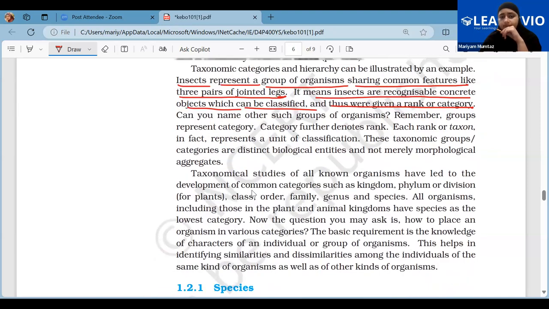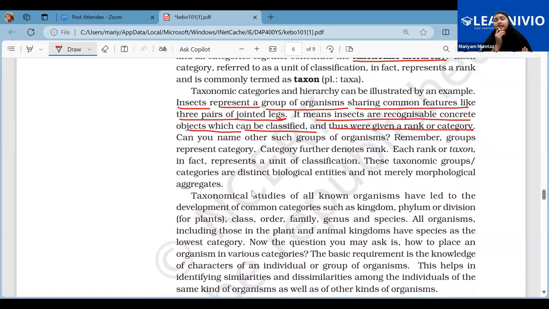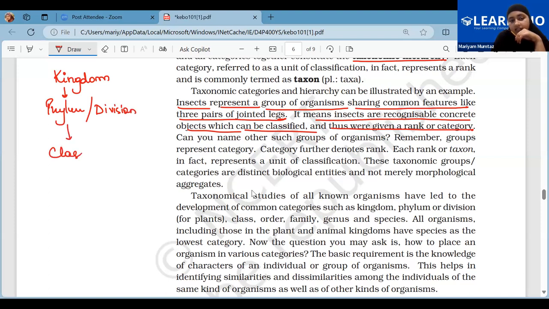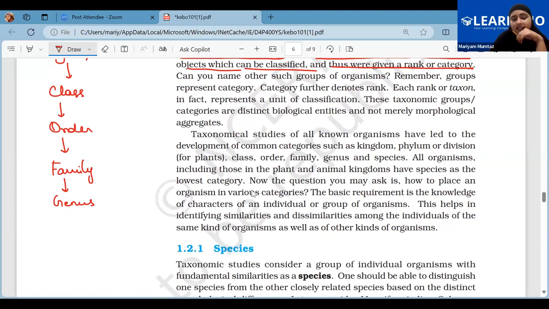No, ma'am. Okay. Now talking about this category, if I say hierarchy, everyone understands the meaning of hierarchy? Yes, ma'am. So hierarchy starts from the highest to the lowest, isn't it? Now, talking about the taxonomical hierarchy, it starts with the highest form of hierarchy, that is kingdom. After kingdom comes phylum for animals and division for plants. Then class. After this, order. After this, family. Then genus. And lastly, there is the species.